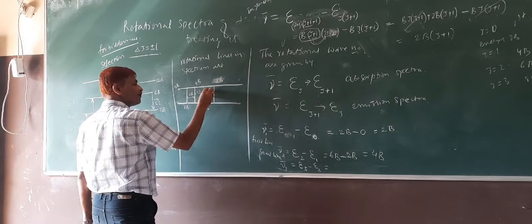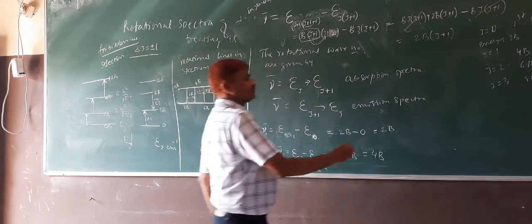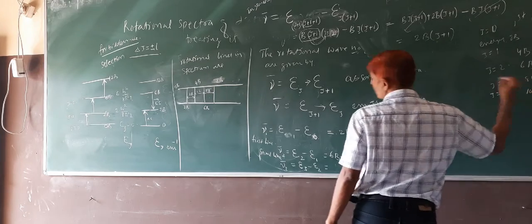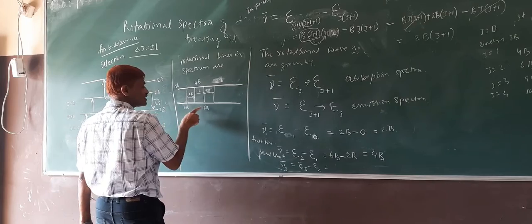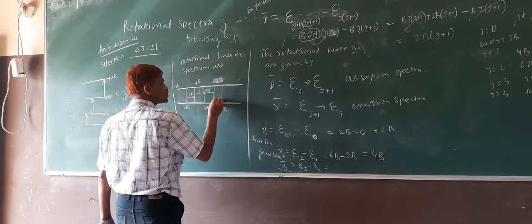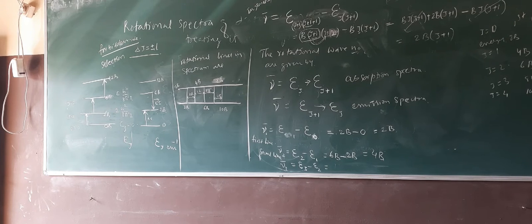So what is the gap? Again 2b. Right? What about the next line? It is 10b. So the next line, 2b, 6b, this is 10b. Again the gap is 2b. This is a very important understanding. In rotational spectra, the light that you are getting in the spectrum consists of wave numbers which are equally spaced. The spacing between them is equal, and that gap is equal to 2b.